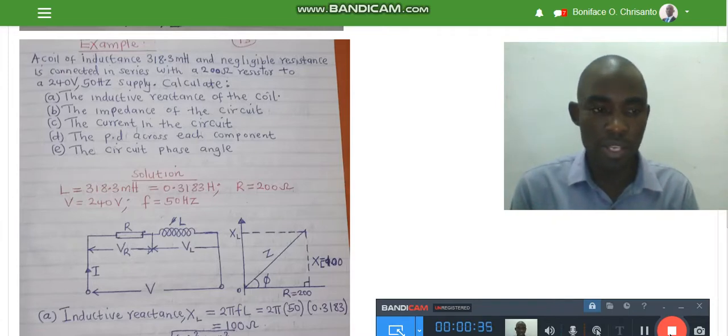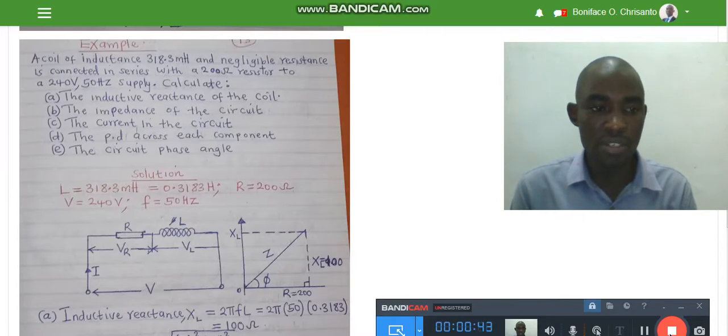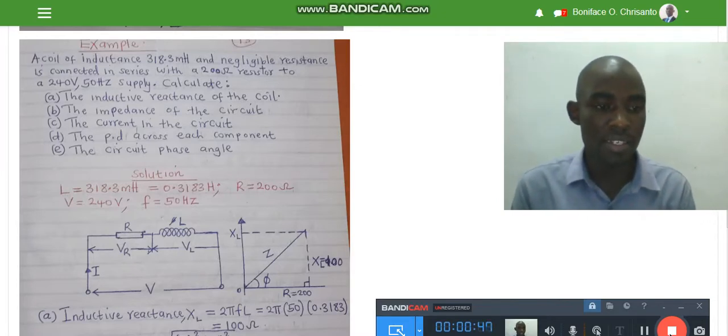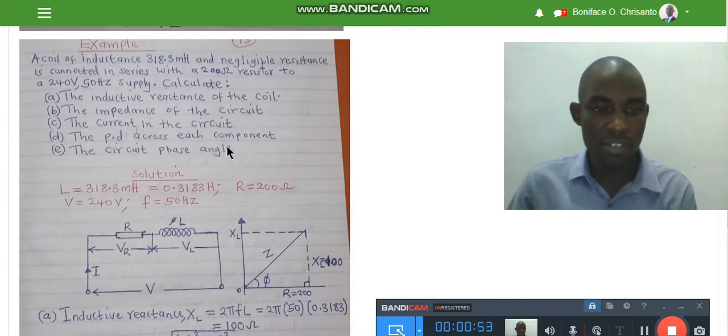Calculate the following. Part A, the inductive reactance of the coil. Part B, the impedance of the circuit. Part C, the current in the circuit. Part D, the PD across each component. And part E, the circuit phase angle. So basically this is the question we are going to answer.